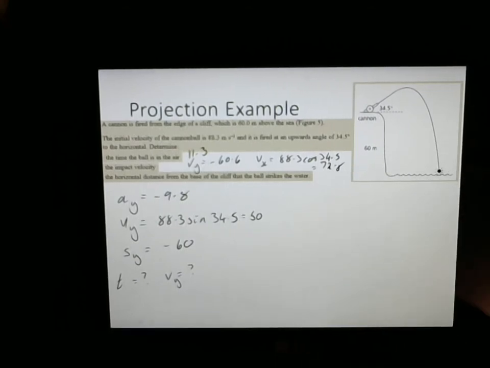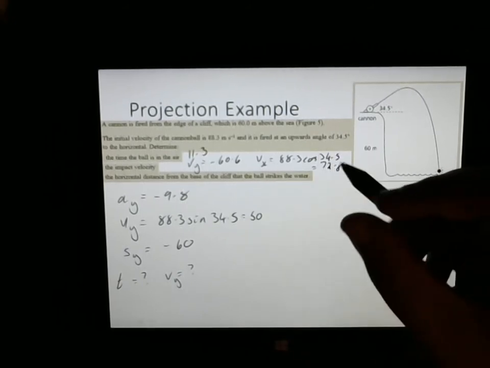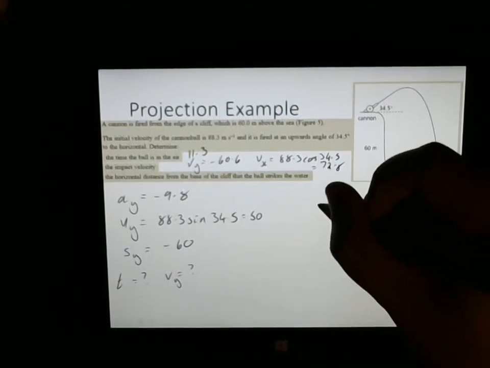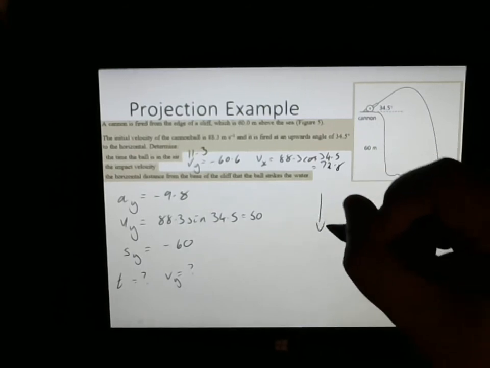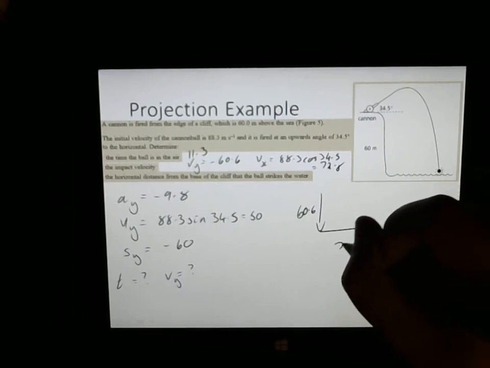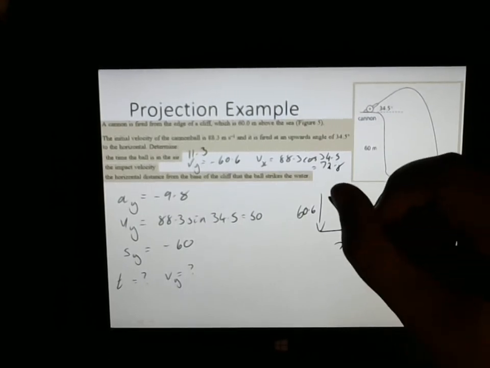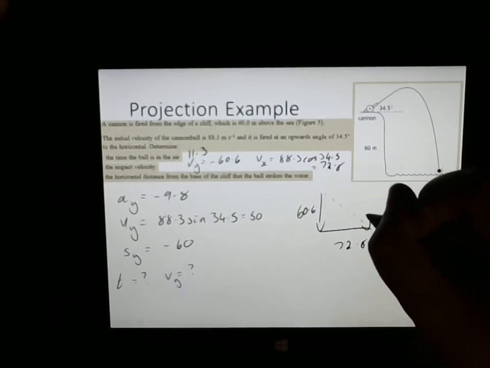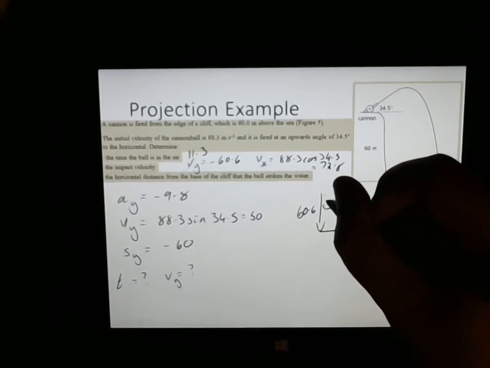Let's add these vectors together because that's how we do it. We need a total velocity. We add our vectors together. It doesn't matter which way we do. I'm going to do y first this time. So 60.6 down and 72.8 across. So there's our final velocity, and we're going to need this angle.